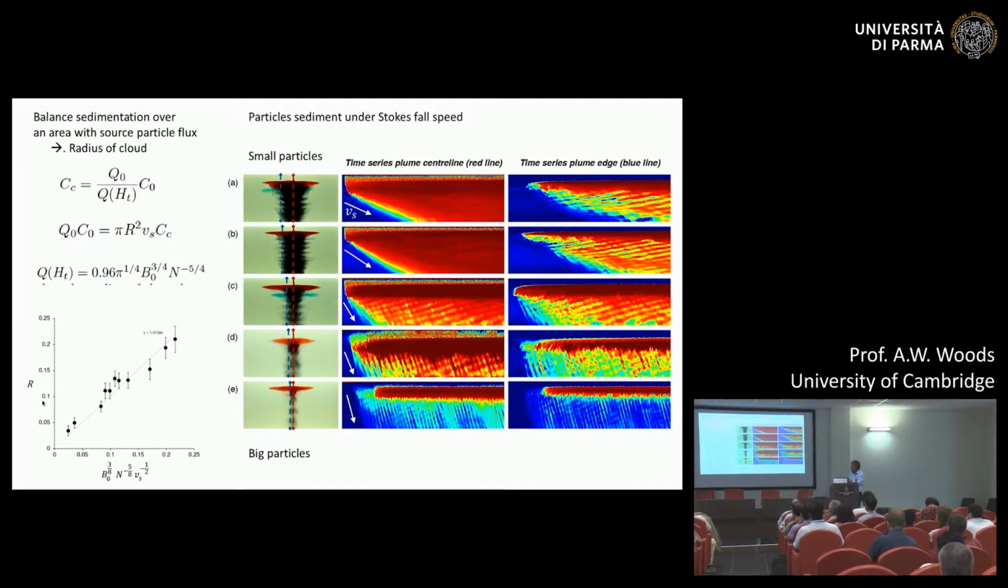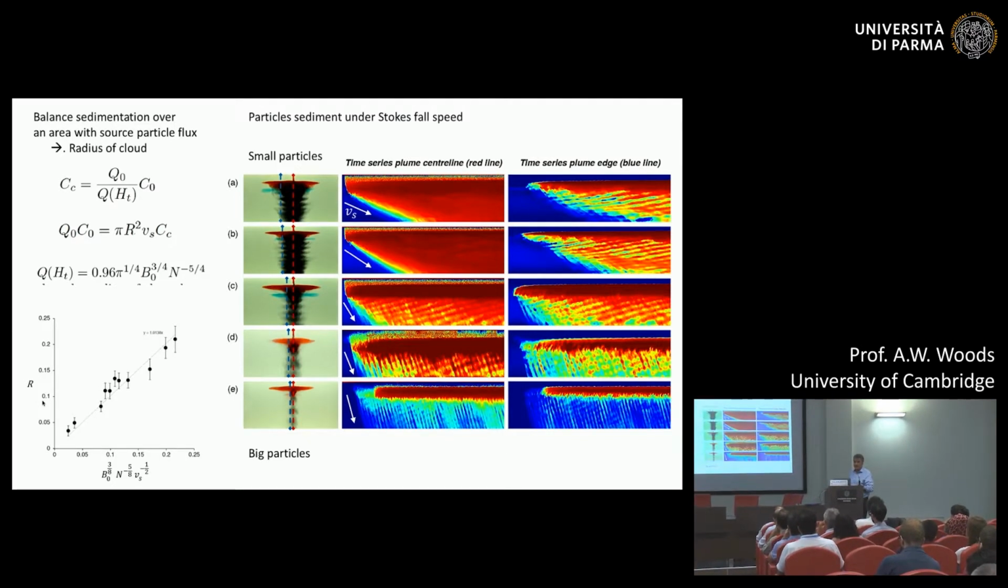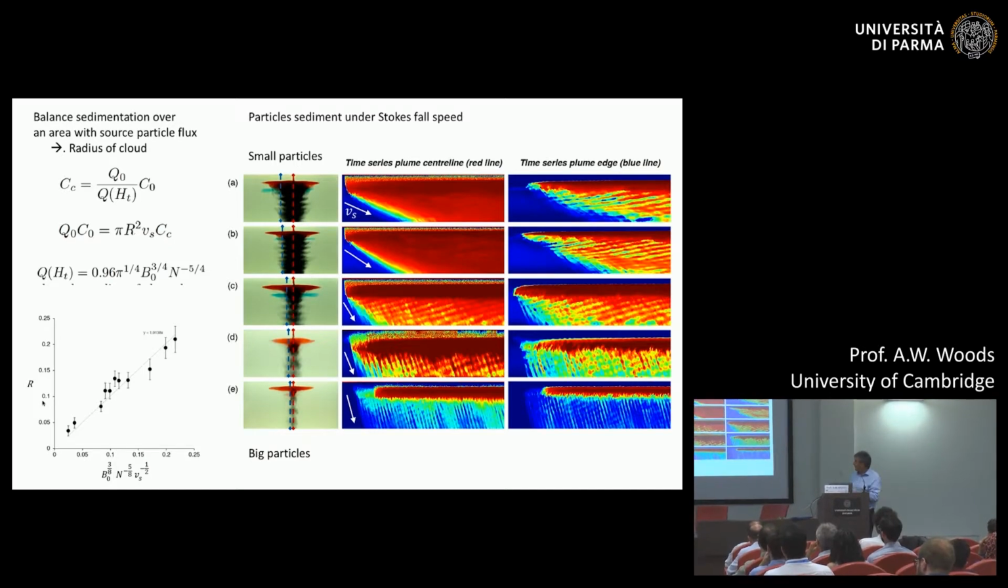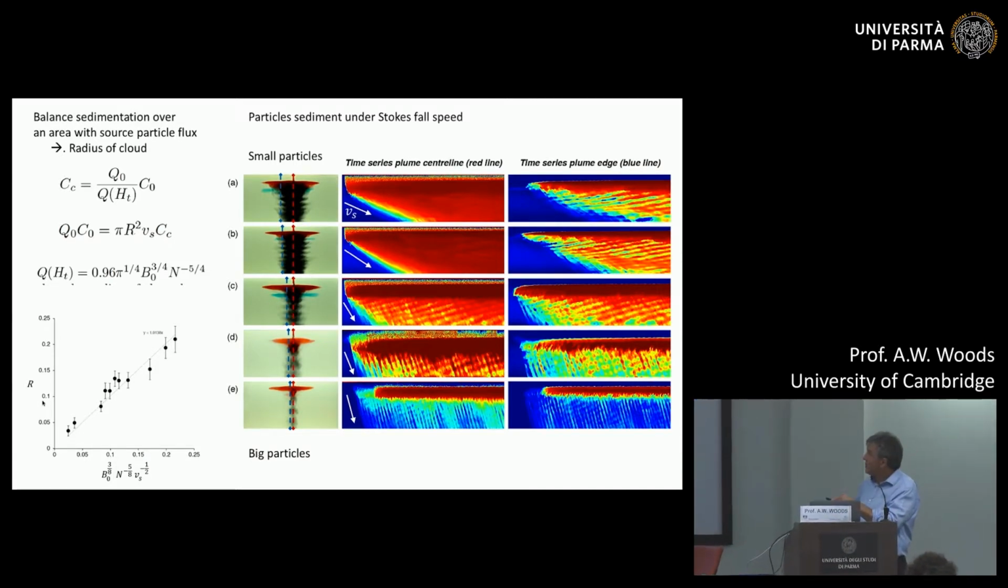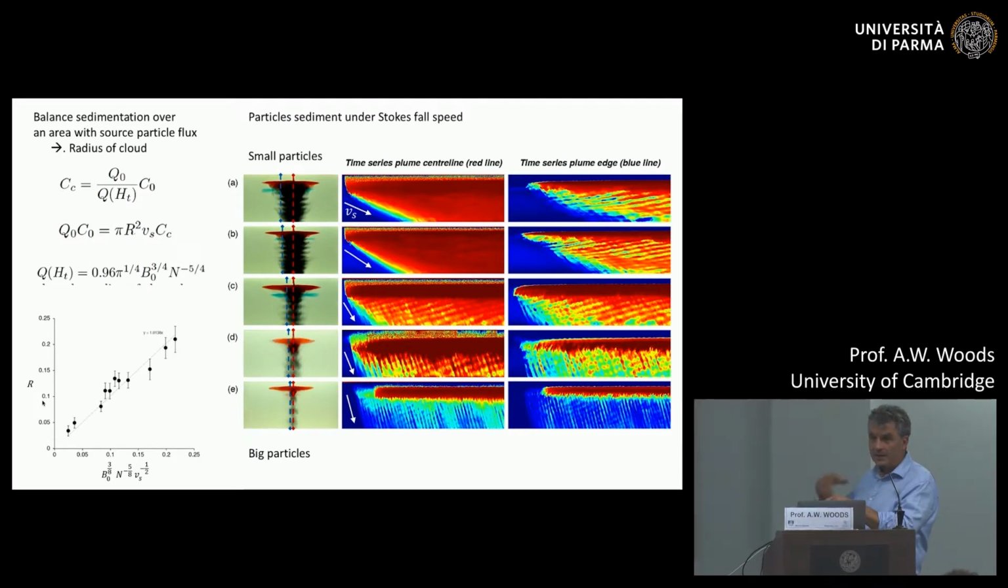And so that supports this idea that these particles are just sedimenting. And that's very interesting because it means once this initial convection has occurred, the stratification stops any more particle convection and we just get sedimentation.